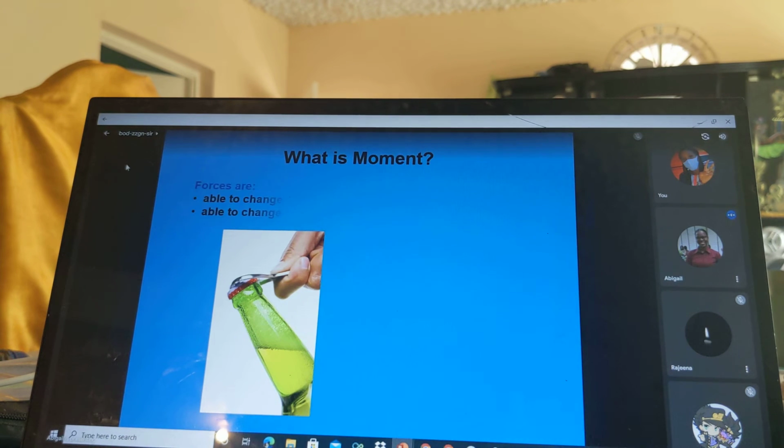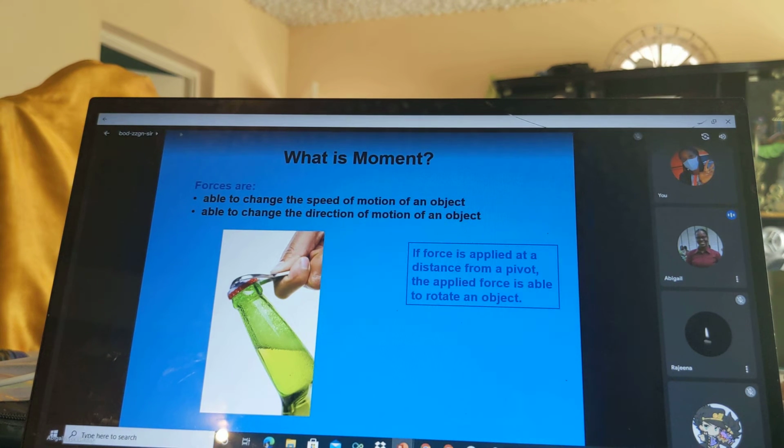But anyways, forces, as I said, are able to change the direction or the motion of objects. So if a force is applied at a distance from a pivot, then it will cause the object to rotate. The point at which the object starts to turn, you call that the pivot or the fulcrum. Now, for example, you know what a seesaw is, right?